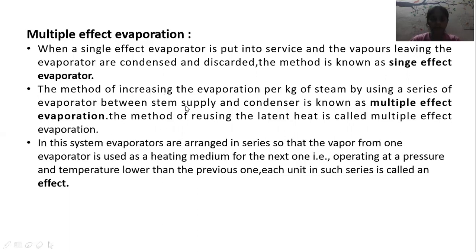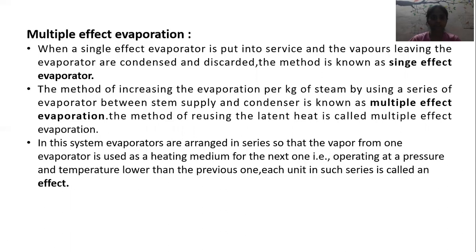A series of evaporators between the steam supply and the condenser is known as multiple effect evaporation. And the method of reusing the latent heat is called multiple effect evaporation. In the system, evaporators are arranged in series so that vapor from one evaporator is used as the heating medium for the next one, which is operating at a pressure and temperature lower than the previous one. Each unit in the series is known as an effect.